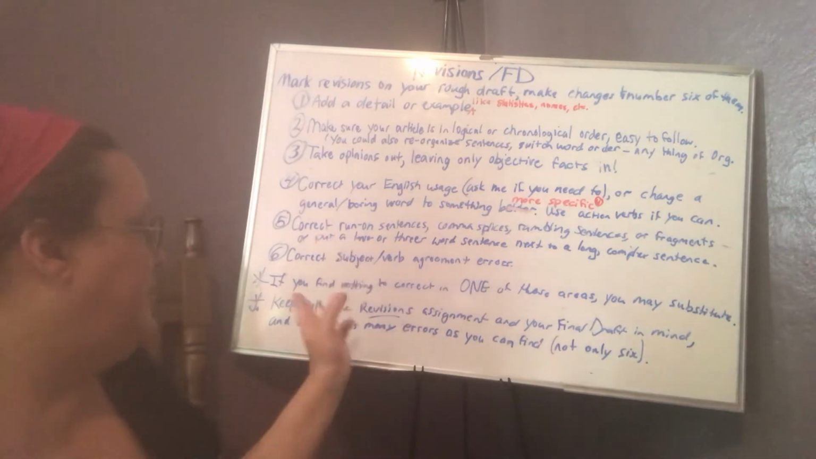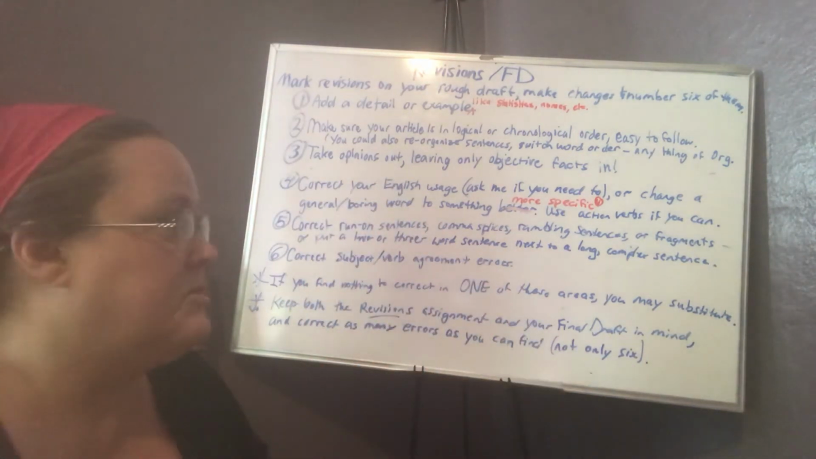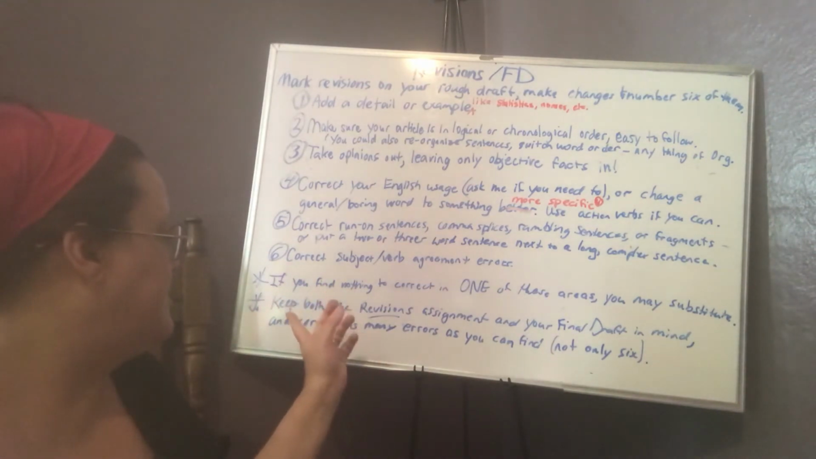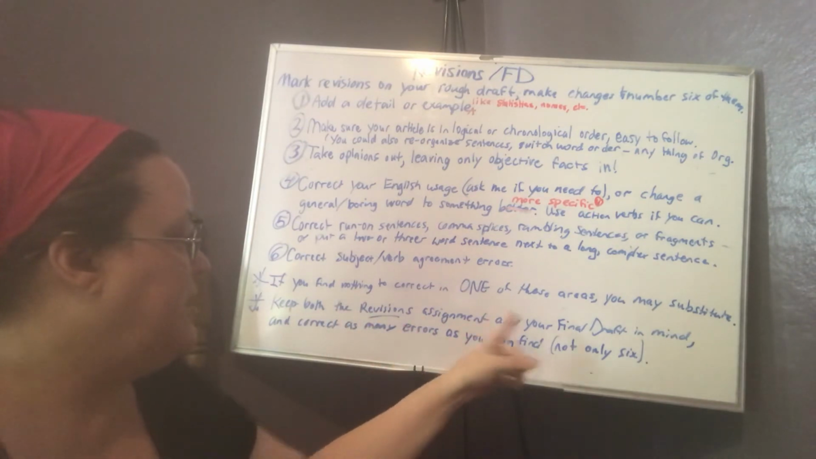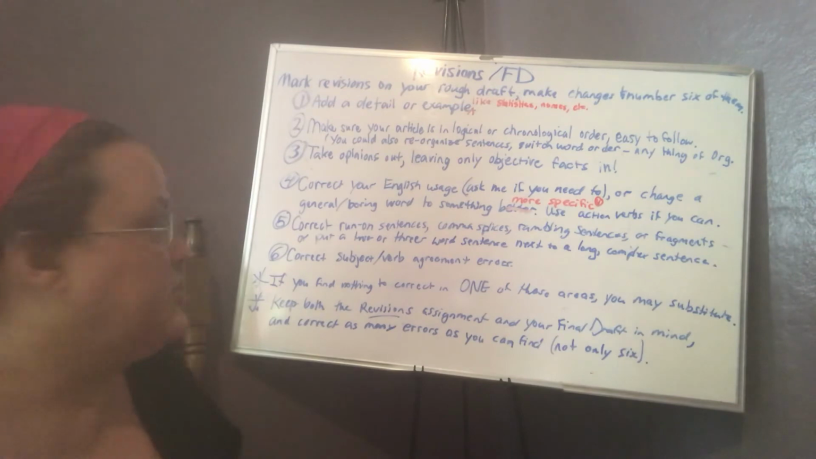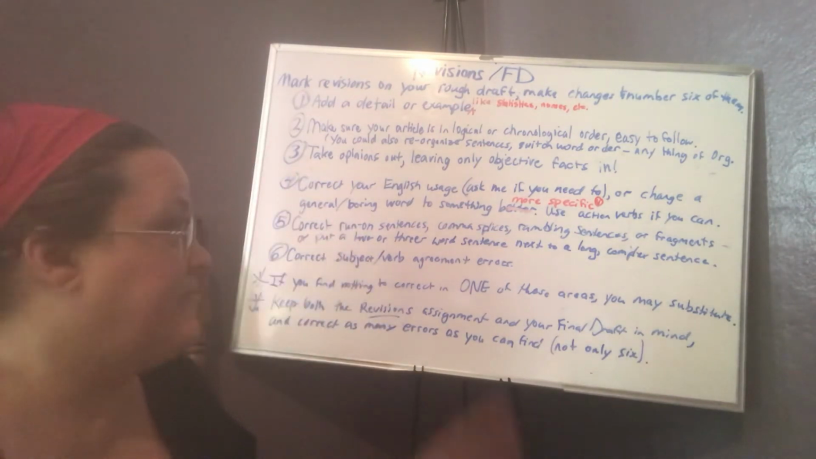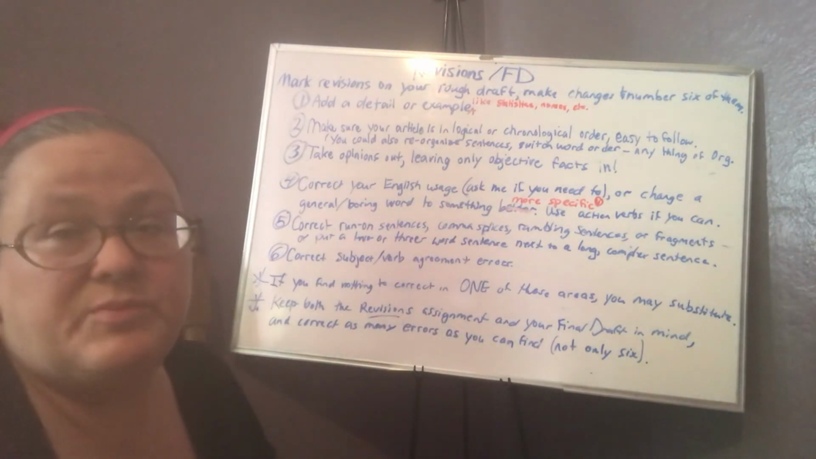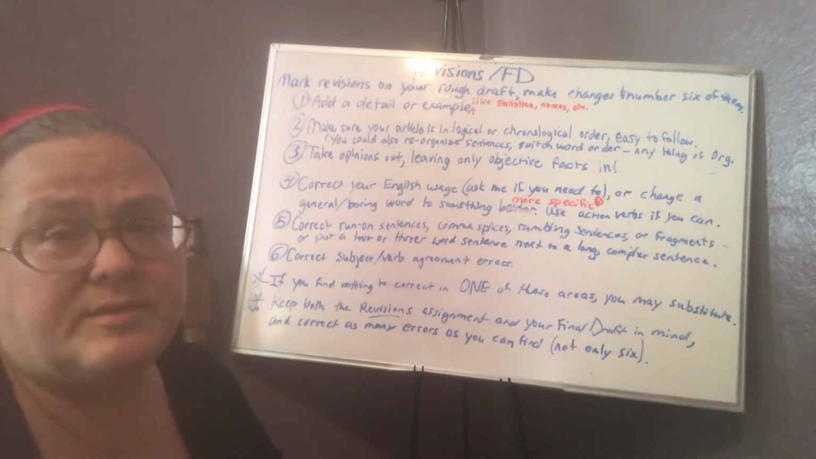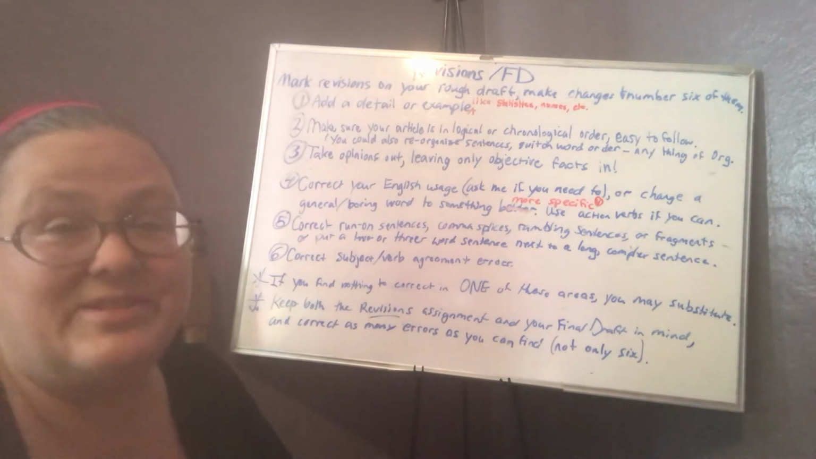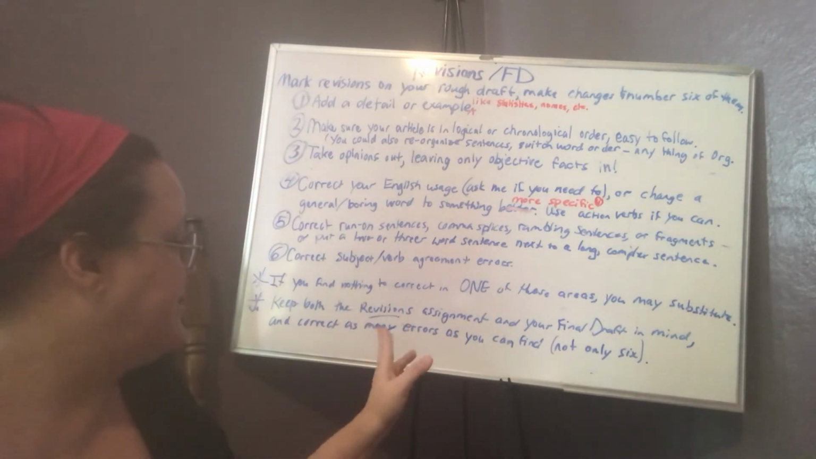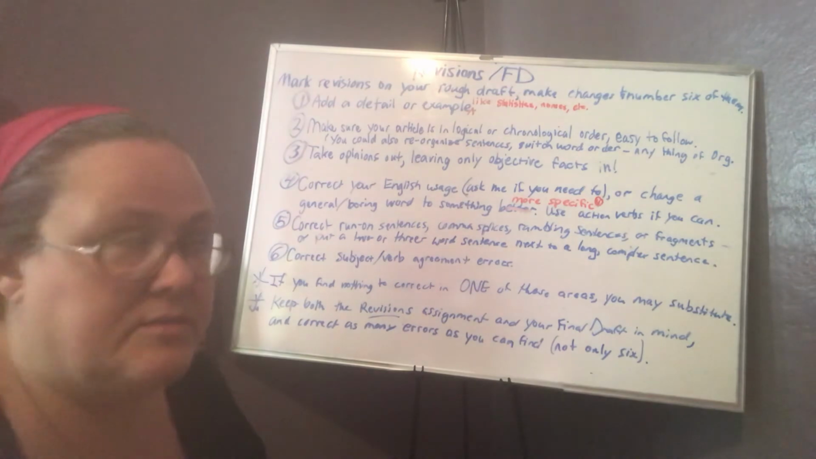Again, if you find nothing to correct in one of these areas, you may substitute, but you may only do that one time. And then it says keep both the revisions assignment and your final draft in mind. So what that means is your revisions assignment is just to go through your rough draft and mark these 6 things, okay? But for your final draft, we want that to be as perfect as possible. And you'll probably find more than 6 errors in your rough draft. If you don't, then ask somebody else, okay? Because they probably can. And correct as many errors as you can find, not only 6.